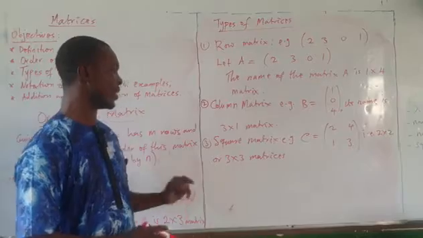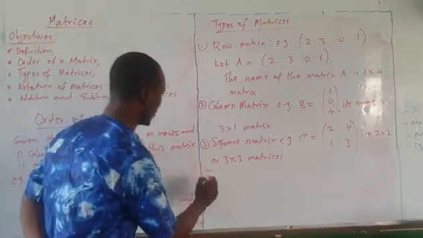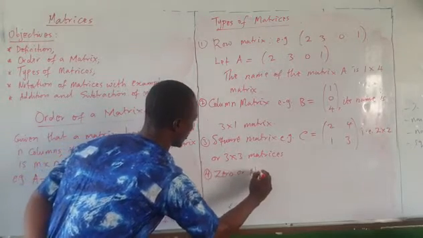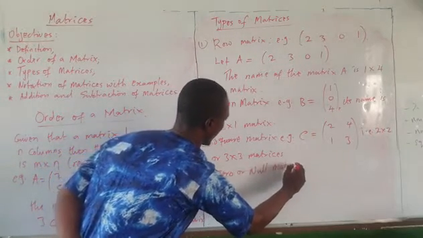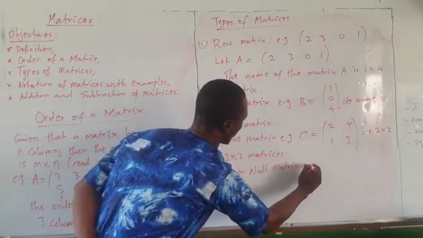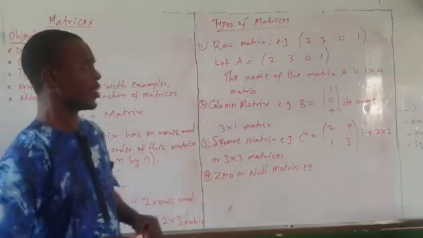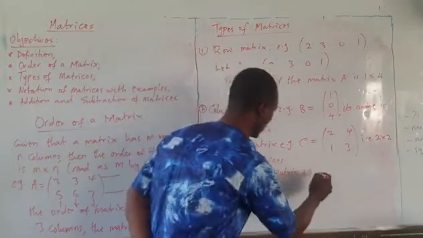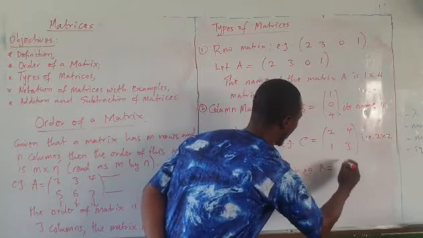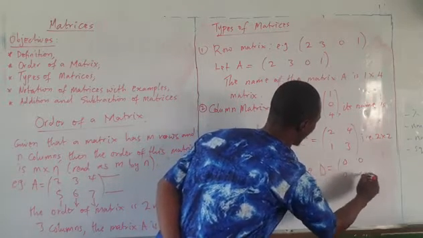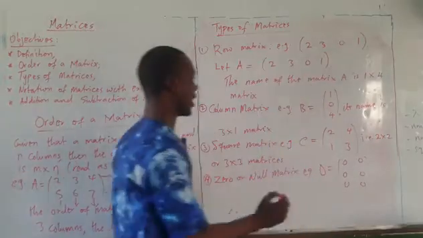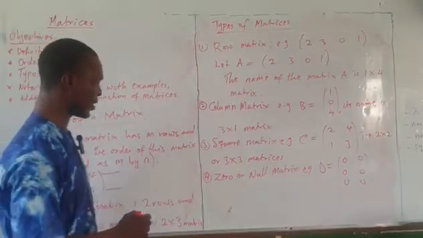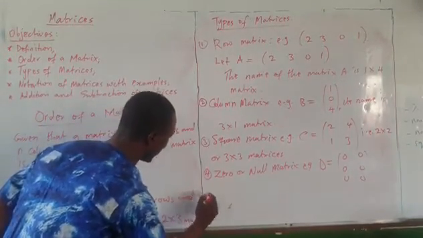Then the next one is the zero or null matrix. Under the zero or null matrix, all the entries, that is all the elements in the given matrix, are all 0. That is a zero matrix. So for example, matrix D has all the entries to be 0. This is known as a null or zero matrix.